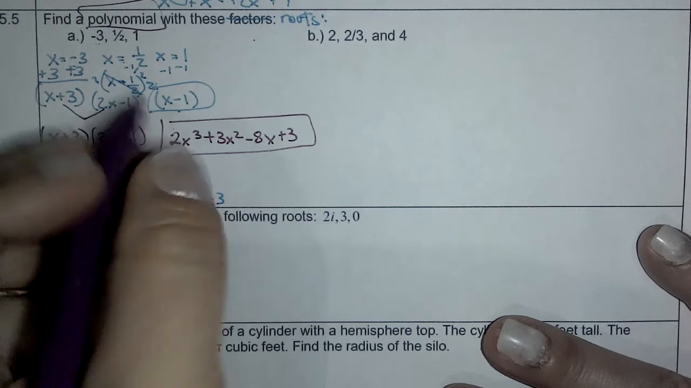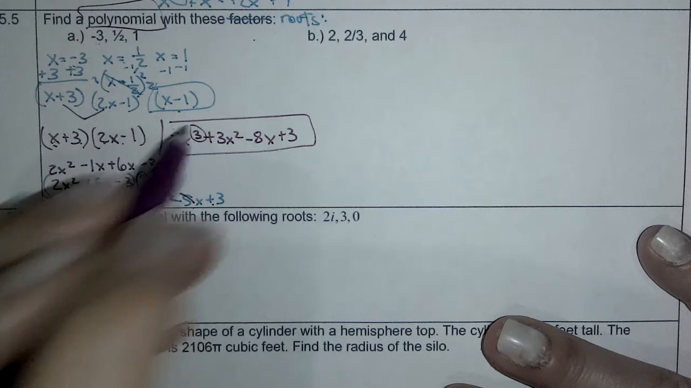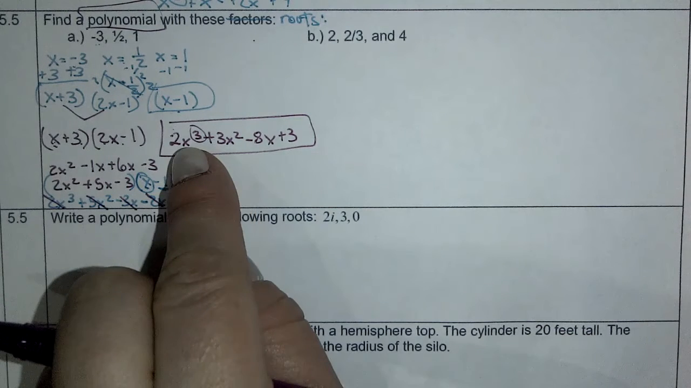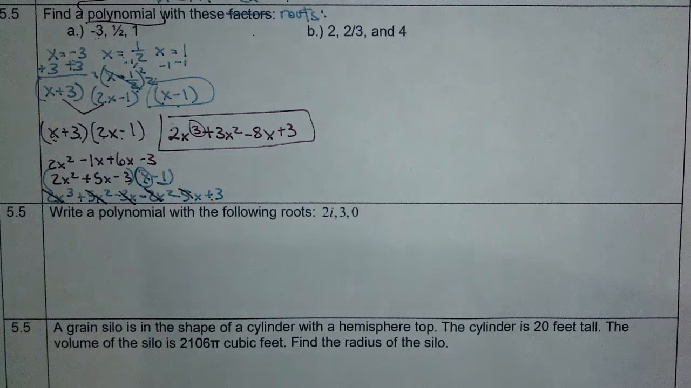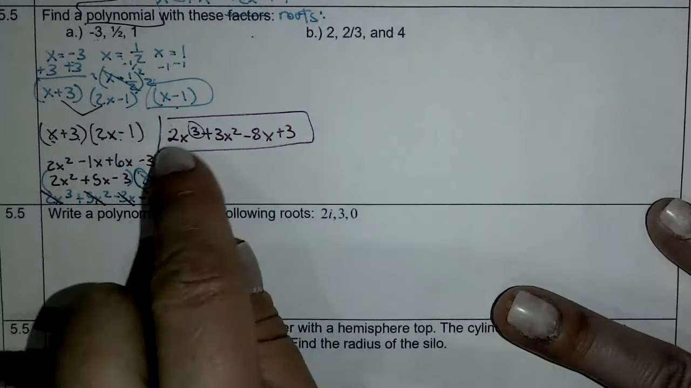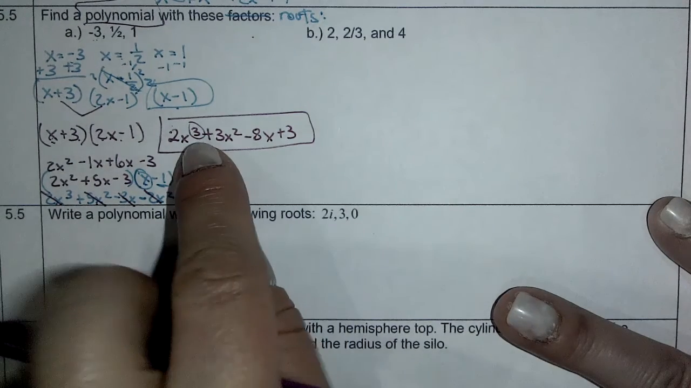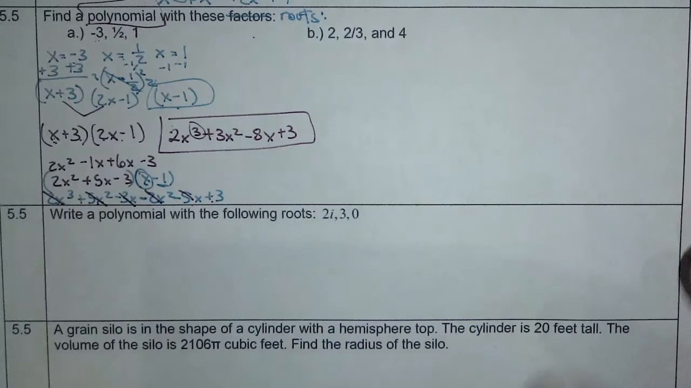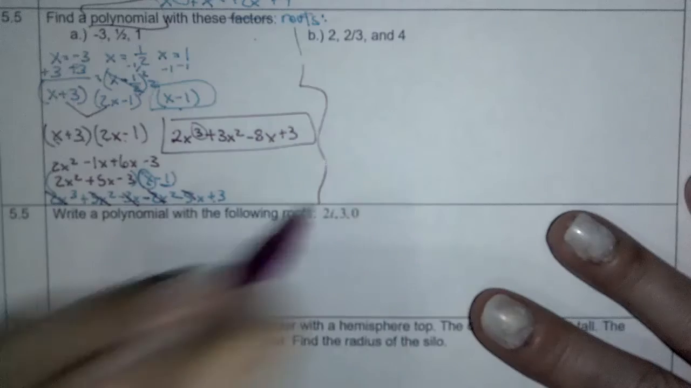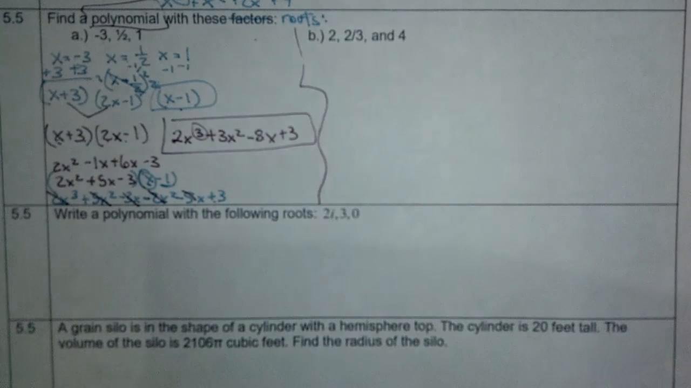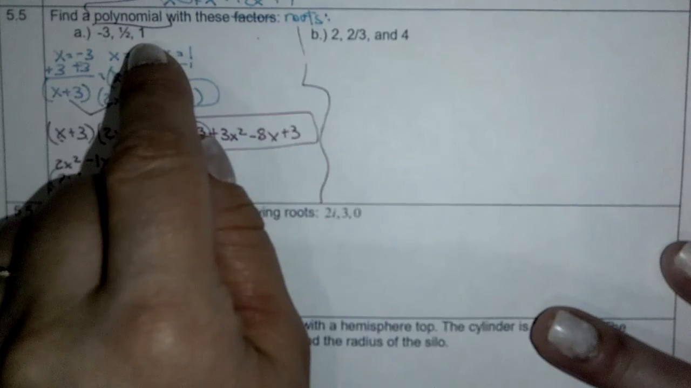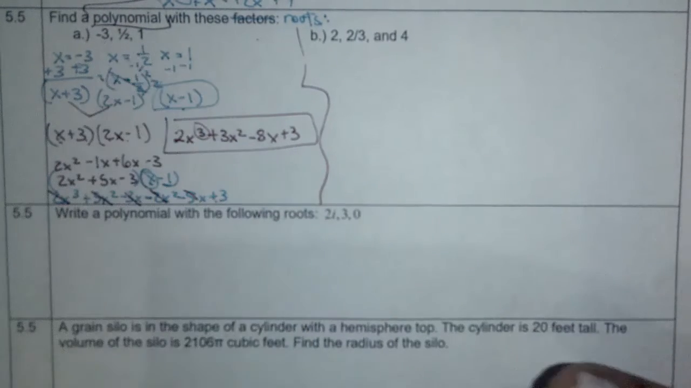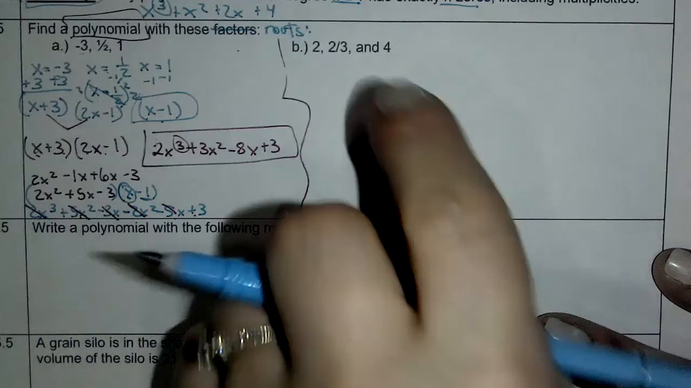So I had 3 roots. My polynomial has a leading exponent of 3. So I know that I at least have the correct type of polynomial here because that's a 3 and I had 3 roots. If you want to check it more, plug it into your calculator and see if it crosses at these 3 spots. If it does, you are on the right track. Let's go ahead and take a look at the next one.